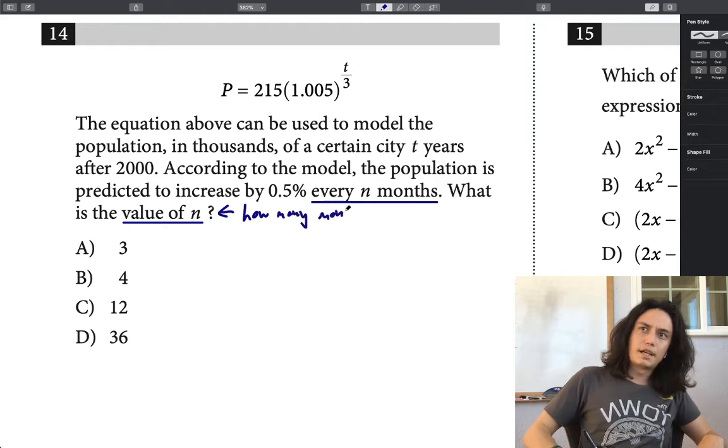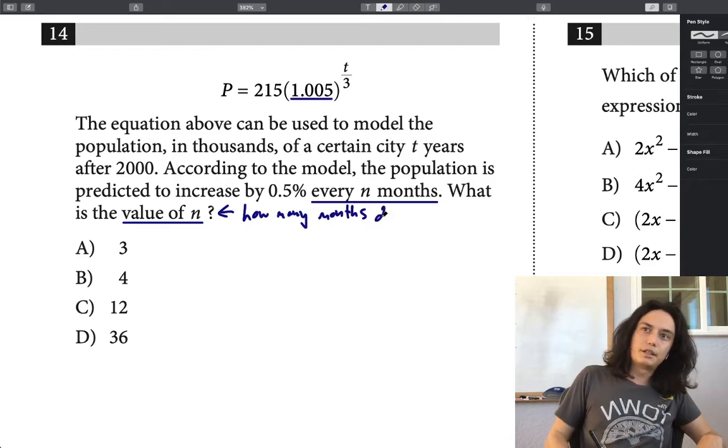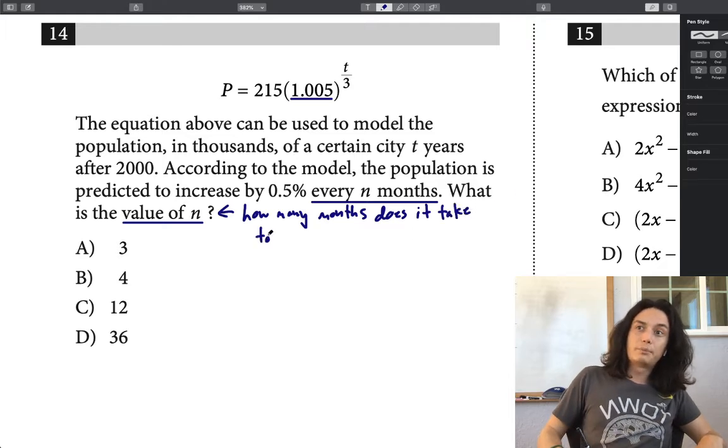That's in the end what this question is asking about, is the number of months that it takes to do something. And the thing that we're being asked about is, according to the model, the population is predicted to increase by 0.5%. That's this, every n months. This is how many months does it take to increase the population by 0.5%.